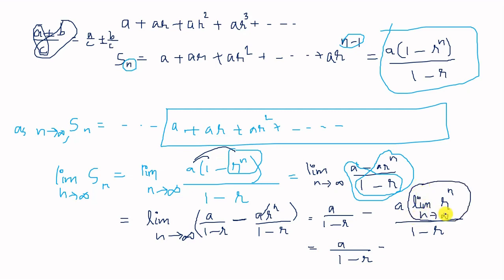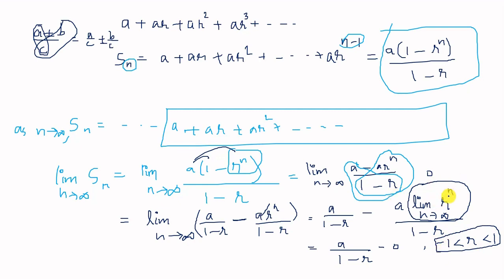We have seen limit n tends to infinity r raised to n is 0 when r is in between minus 1 and plus 1. So if this is 0, then this will be a into 0 by 1 minus r. A into 0 is 0. 0 by 1 minus r is again 0. So totally 0, if the value of r lies in between minus 1 and plus 1. This is how we denote it. If r lies in between minus 1 and plus 1, we write it as minus 1 less than r less than 1.